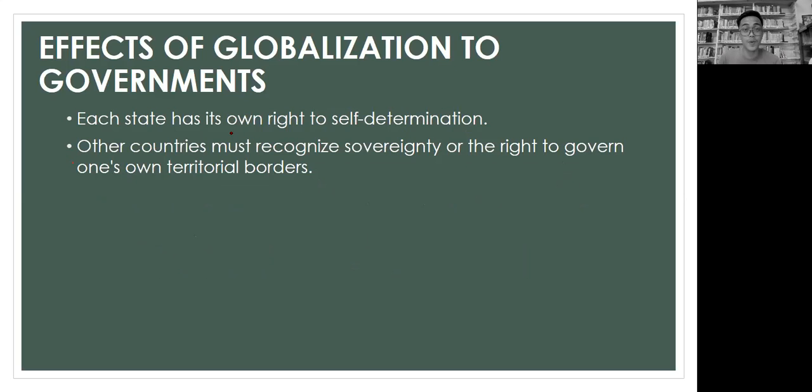Each state has its own right to self-determination, and other countries should not intervene in the affairs of that state unless there are extraordinary reasons to do so. And other countries must recognize sovereignty, or the right to govern one's own territorial borders. So each state is autonomous unto itself and responsible within its own system of government to those who are governed.